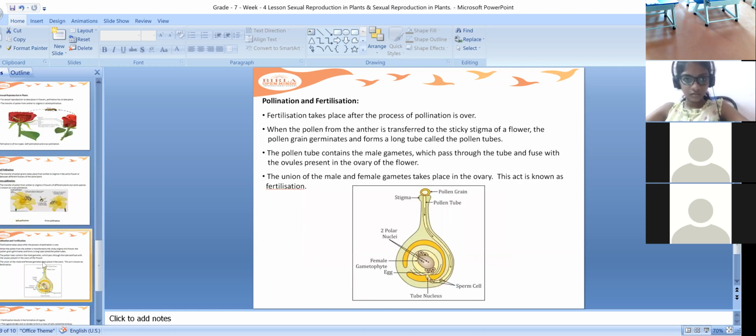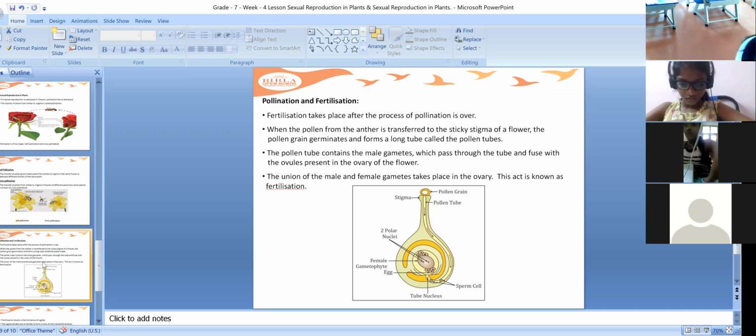Now coming to pollination and fertilization. Now coming to the main process of how fertilization takes place. Till now we have seen that the pollen will be carried by bees and fall onto the tube. The tube is called the stigma, and through this tube the pollen grain comes inside. You can see this in this picture.